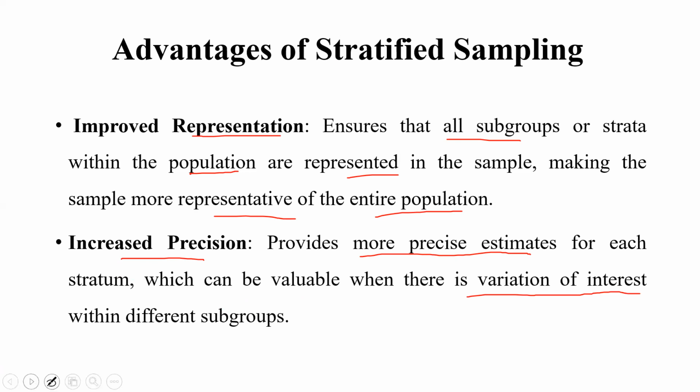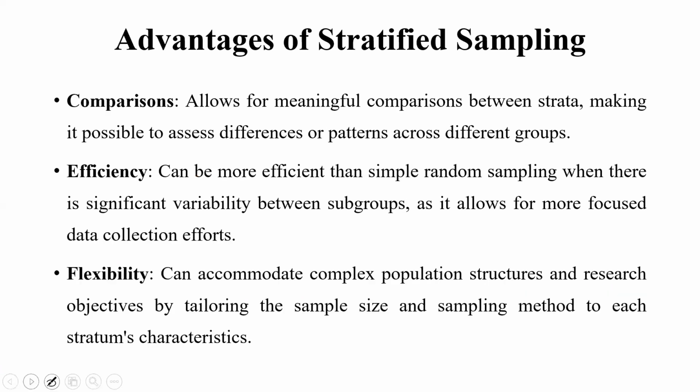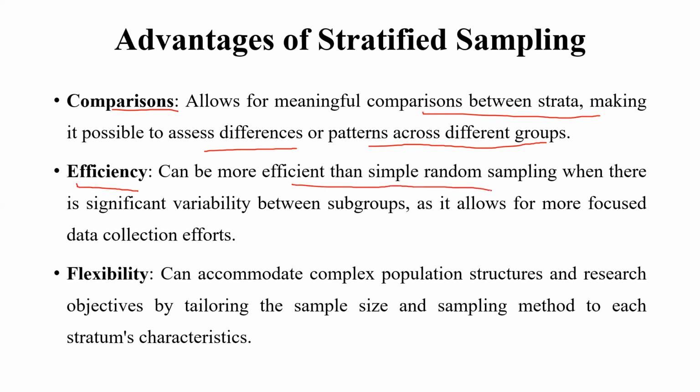within different subgroups. So advantages like comparisons: allows for meaningful comparisons between strata, making it possible to assess differences or patterns across different groups. And one important point, efficiency: it can be more efficient than simple random sampling when there is significant variability between the subgroups, as it allows for more focused data collection efforts.